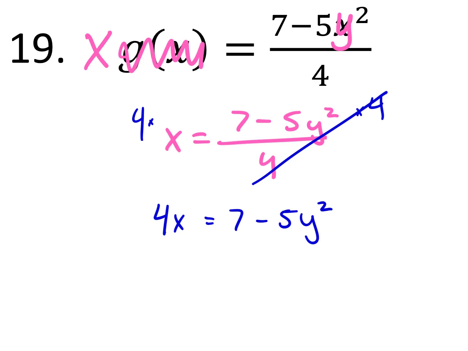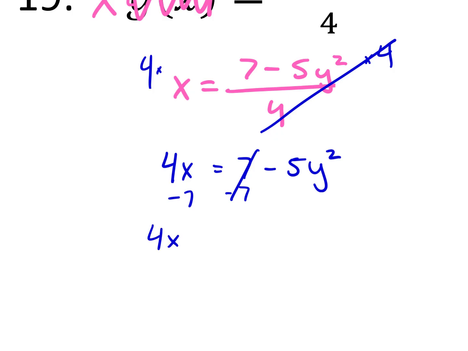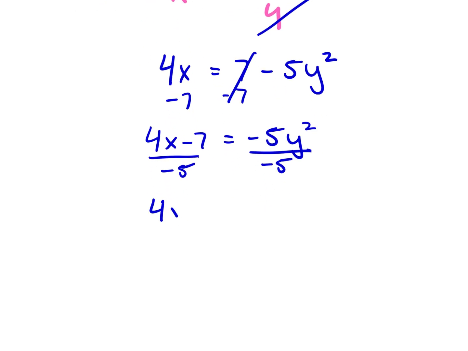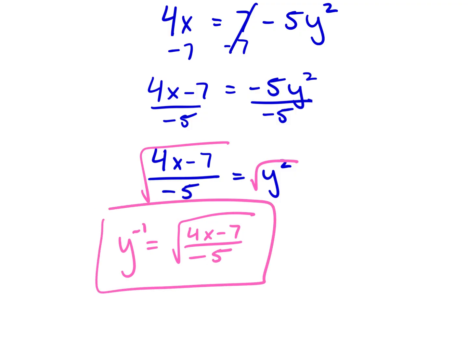What should we do next? Divide by negative 5. Before we divide, what do we have to do? Subtract 7. So 4x minus 7 equals negative 5y squared. Then what? Divide by negative 5. Now we divide by negative 5. So 4x minus 7 over negative 5 equals y squared. How do we get rid of the squared? Square root both sides. So we have y equals the square root of 4x minus 7 over negative 5. What's the very last thing that we have to do? Put the little negative 1 symbol. We gotta write the inverse symbol.